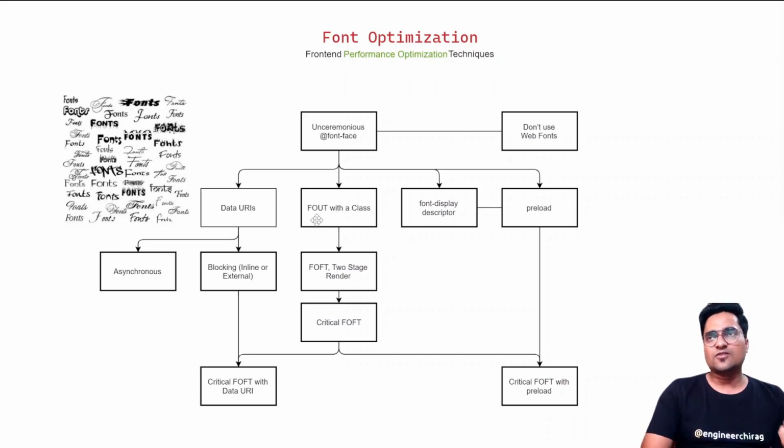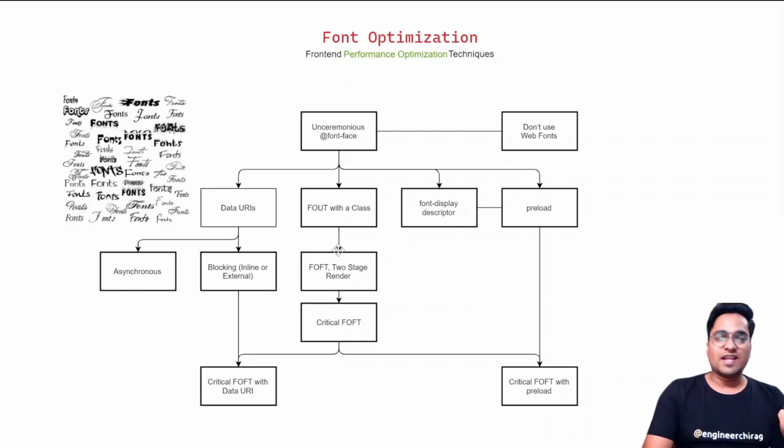What is meant by that is it will have a flash of the unstyled text, and then the actual style of the text will be represented, right? Use the font-display descriptor, which is a cool one. Try to use a preload. Okay, so if you are using a data URI, you have to think about blocking inline or having it asynchronous, right?